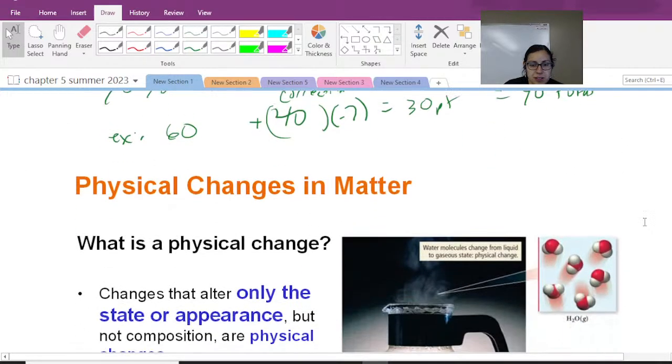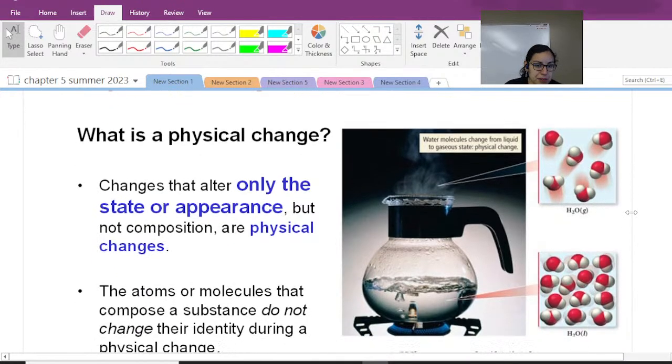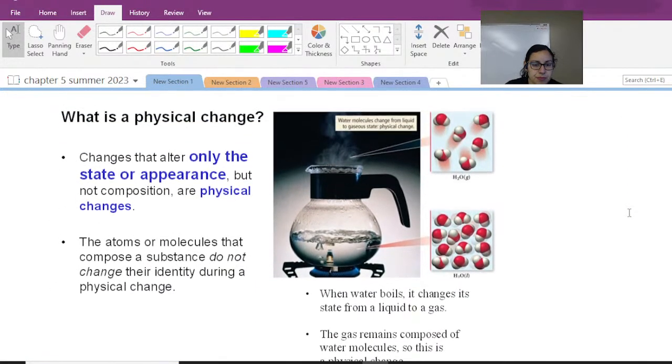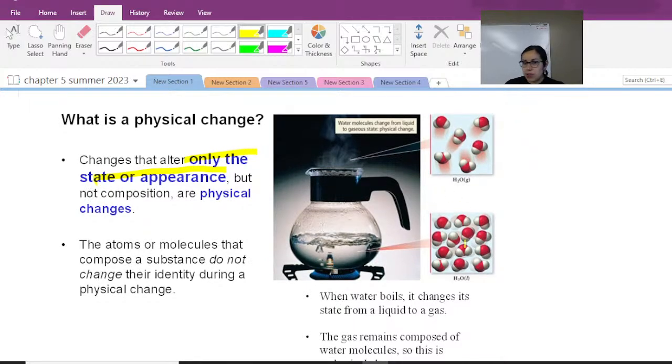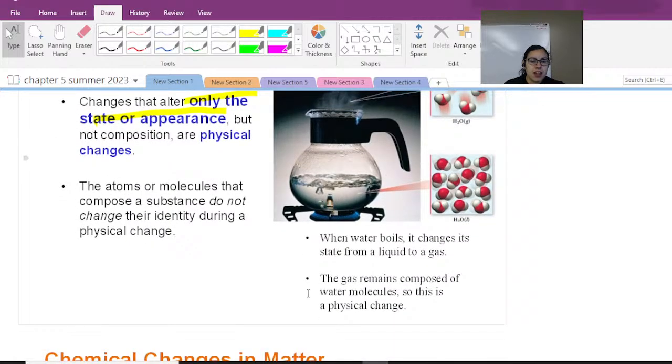All right, we're gonna see if we can get through stoichiometry today. So we're starting to talk about kind of physical and chemical changes. Physical changes are changes that only alter the state or the appearance, but not the composition. So that's going to be, of course, like water changing states, solid, liquid, gas. And this means that the atoms or molecules do not change their identity.